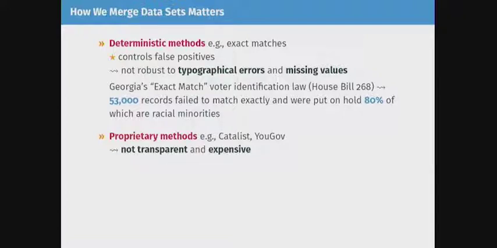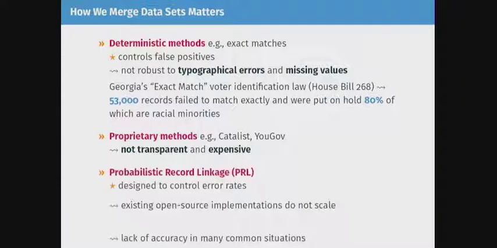Another popular approach is to use proprietary methods. We're going to contact a company like Catalyst or YouGov. They're going to conduct the merge for us. This has the main advantage that we just sit down, relax, and then we receive a merged dataset. But for the sake of transparency, we don't know the steps that this company takes in order to declare a pair of records to be a match or not. And they tend to be quite expensive.